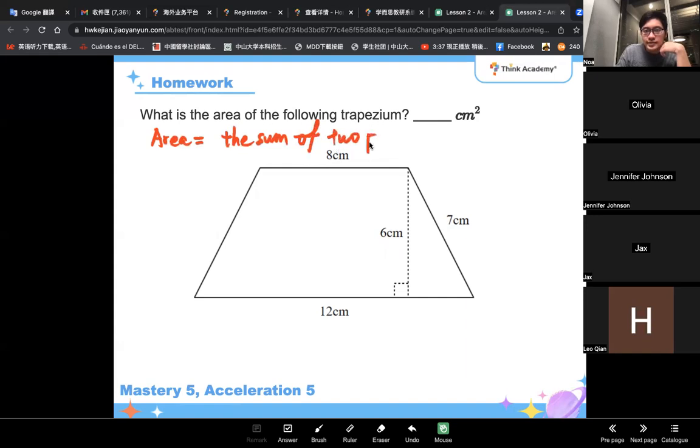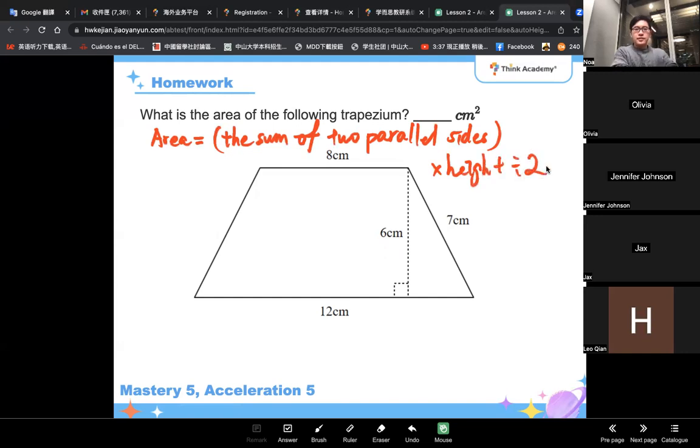two parallel sides. I like to put a bracket, so you won't forget to put the bracket, times height divided by 2. Yes, Leo just said it needs to have a right angle. A right angle is 90 degrees. That's what perpendicular means.